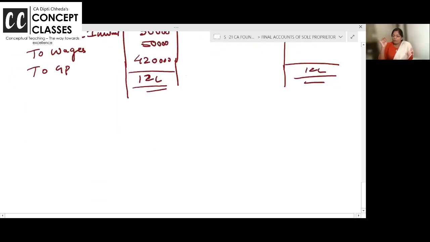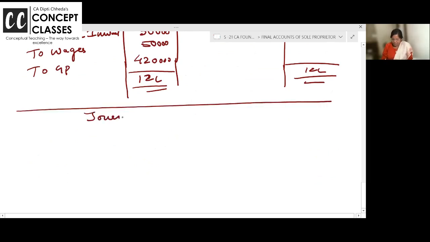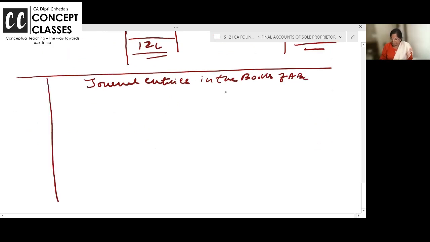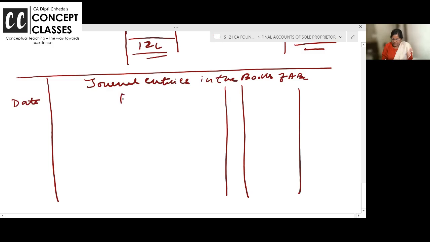Trading account. Now the important part is closing journal entries. They have asked you to write, we will write. Journal entries, write down. Journal entries in the books of ABC. And how do we write it? Date, particulars, ledger folio, debit amount, credit amount.